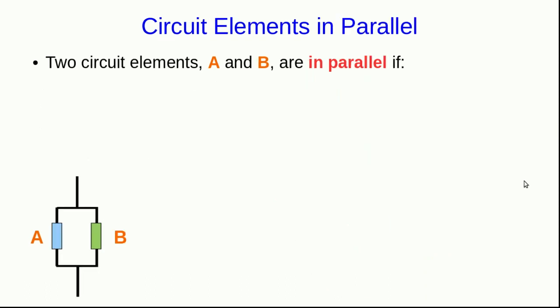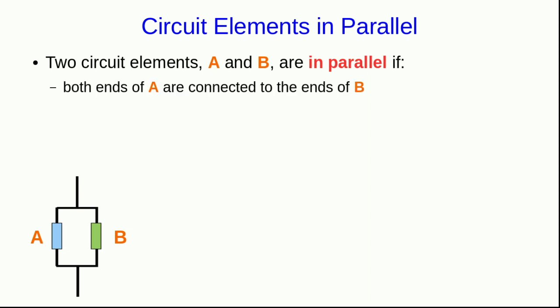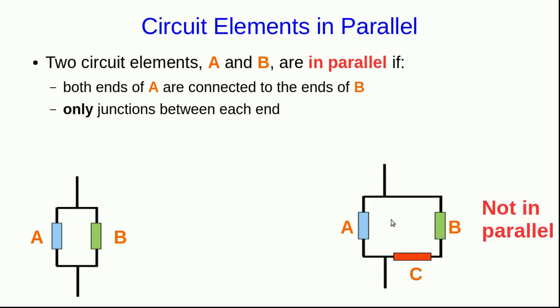On the other hand, we say circuit elements are in parallel if both ends are connected and if there are only junctions between the ends. So this pair A and B is in parallel, but this pair is not, because between these ends of them there's this other circuit element C.